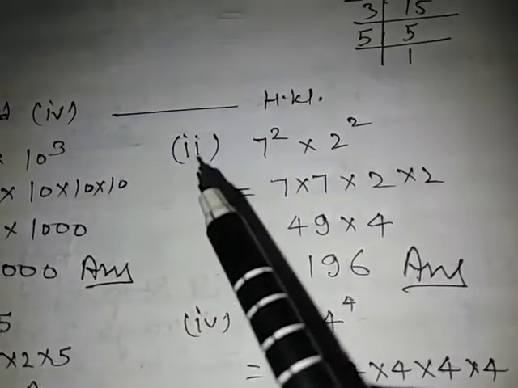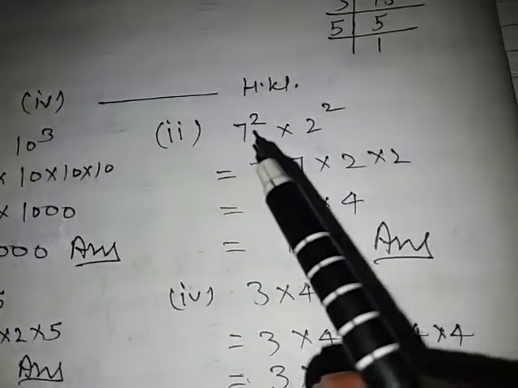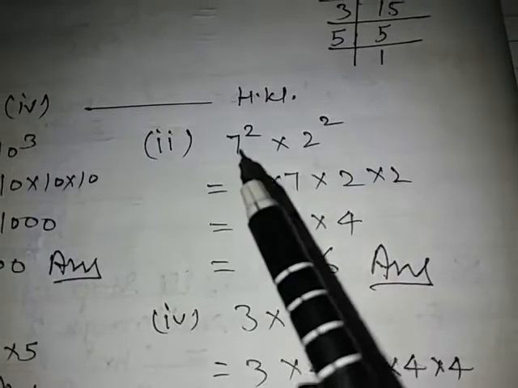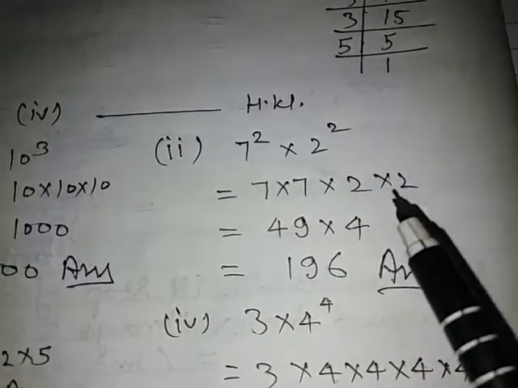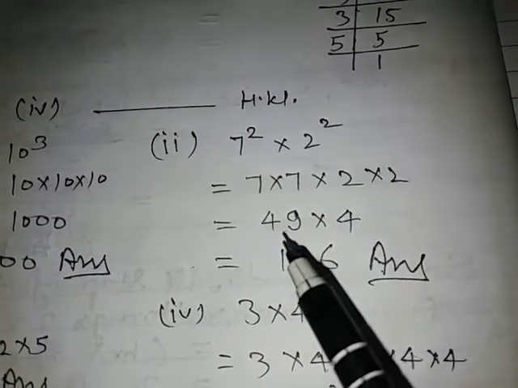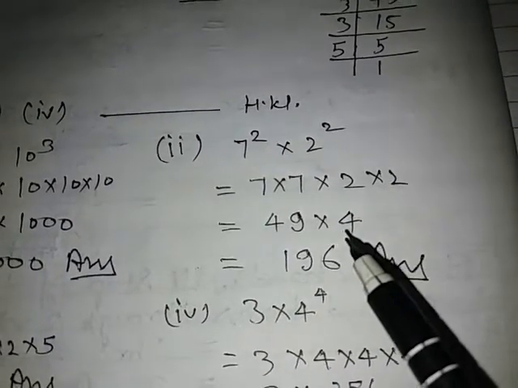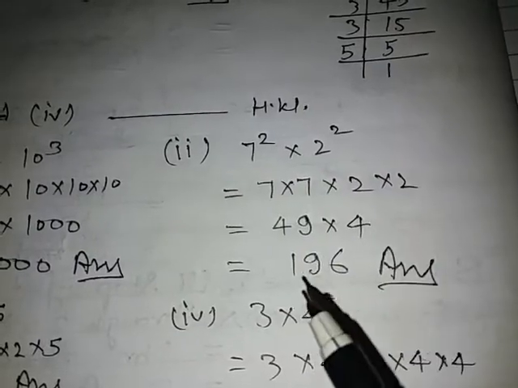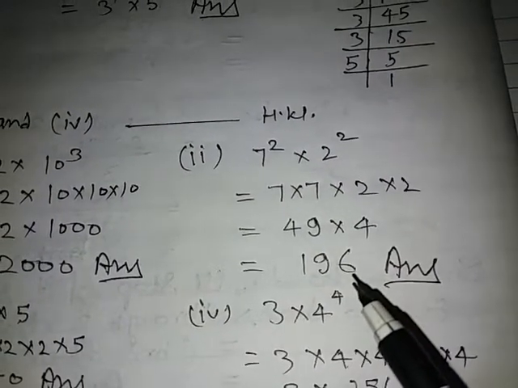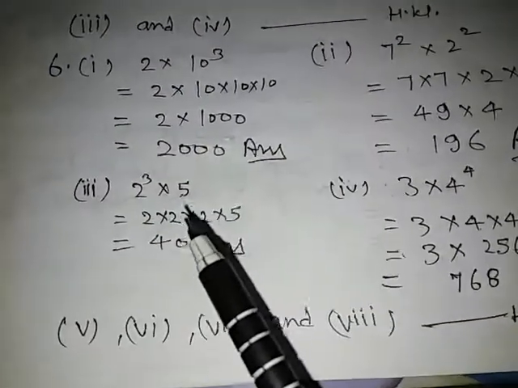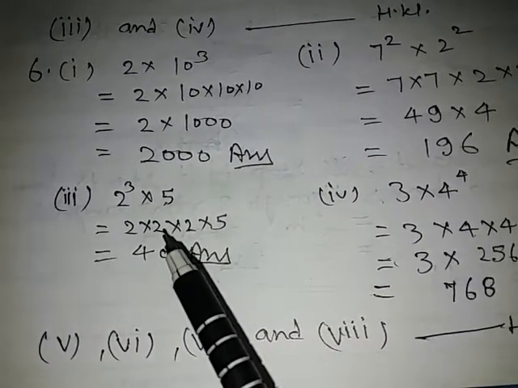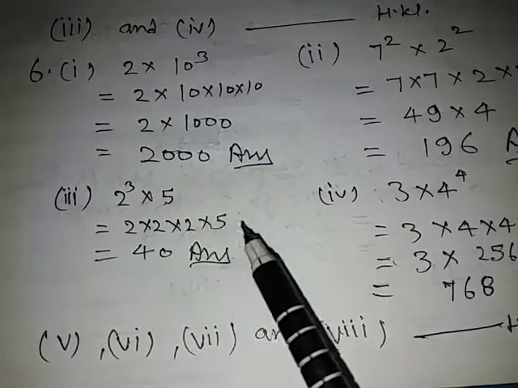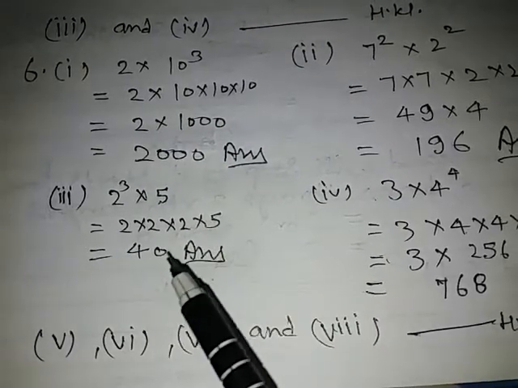Next part 2 of question number 6. 7 to the power 2 into 2 to the power 2. 7 to the power 2 means 7 into 7, and 2 to the power 2 means 2 into 2. Now 7 7s are 49 and 2 2s are 4, 49 4s are 196. It is the answer. Next part 3 is 2 to the power 3 into 5, which is 2 into 2 into 2, 3 times, into 5. 2 2s are 4, 4 2s are 8, 8 5s are 40.